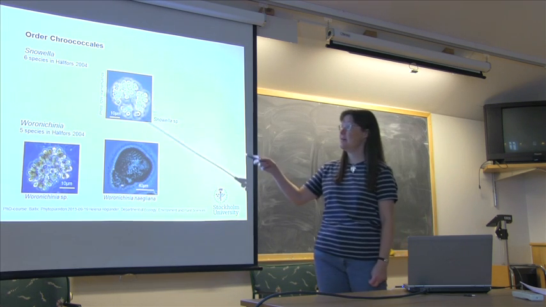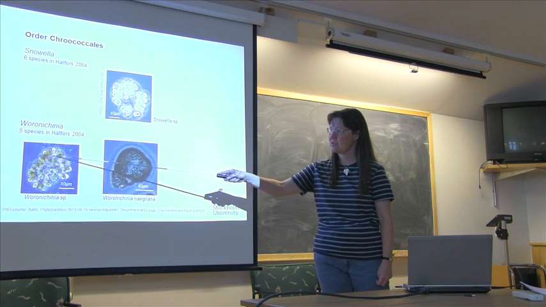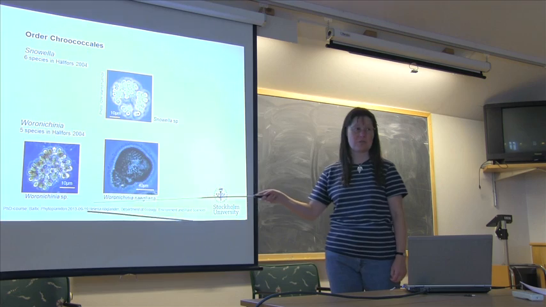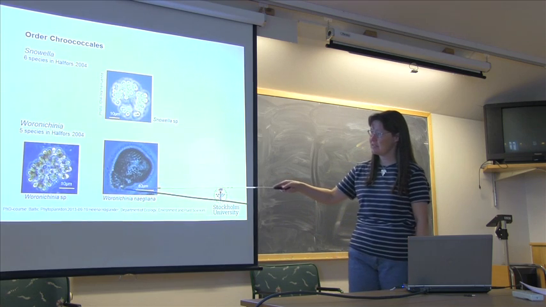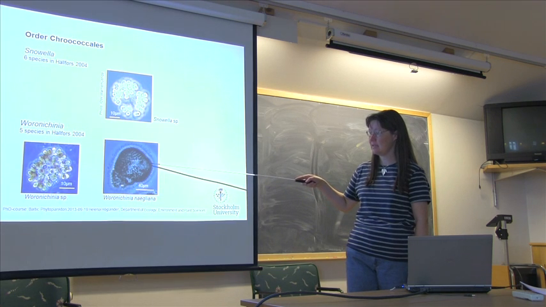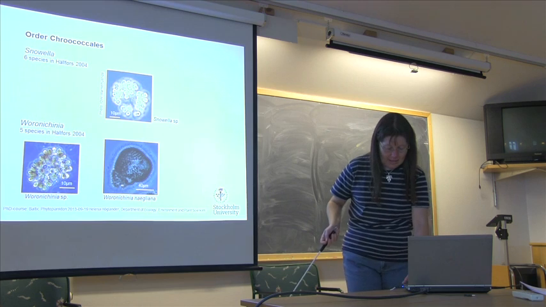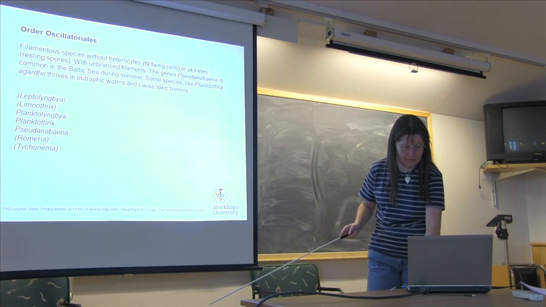And these are two common groups in the Baltic. You have Snowella. It's loose colonies with gelatinous threads connecting the cells. And then you have this Woronichinia. The colonies are more compact. There should be some kind of gelatinous stalks inside too, but they're usually very difficult to see. You don't see them in it. And the cells are usually arranged on the outer part of the colony like this. And you will probably see these in the samples later in the afternoon.